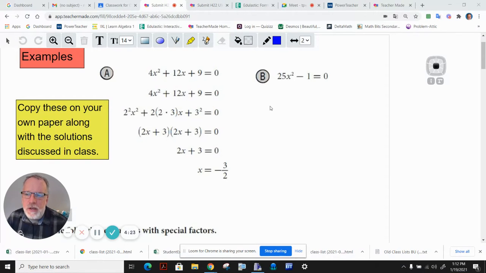Look at a second example here, example B. Jot that down. That's 25x squared minus 1 equals 0.